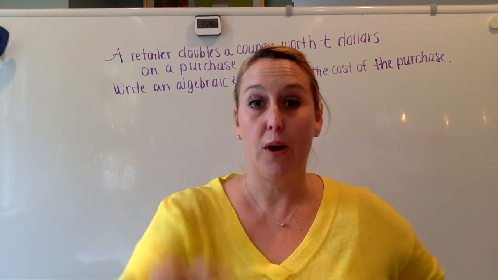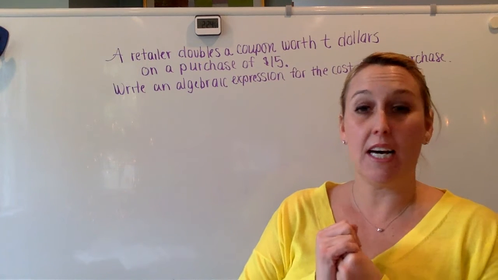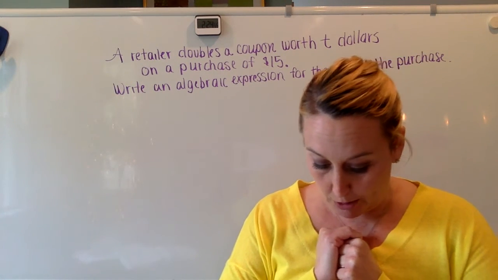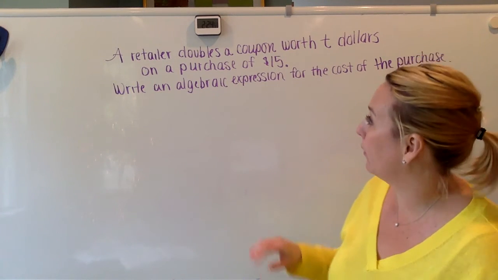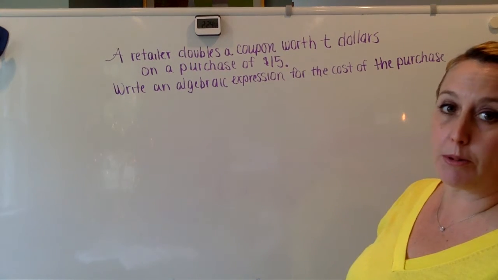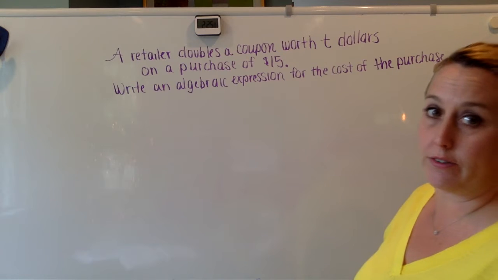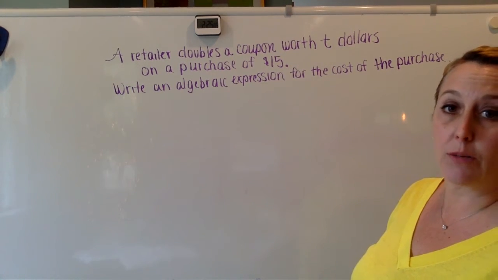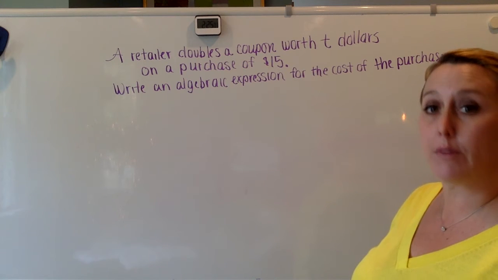Okay, so they kind of go right to hard problems out of the gate. So again, I'm on page 166 if you want to follow along. A retailer doubles a coupon worth $T on a purchase of $15. Write an algebraic expression for the cost of the purchase.